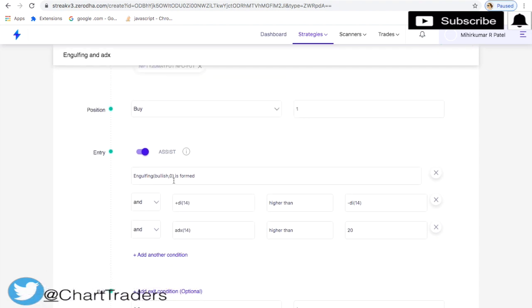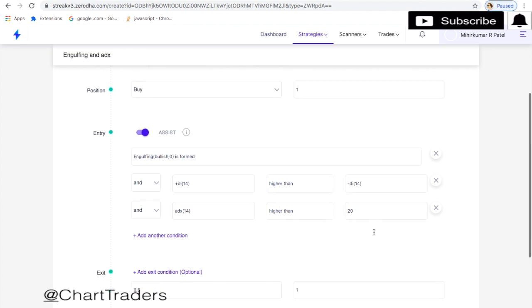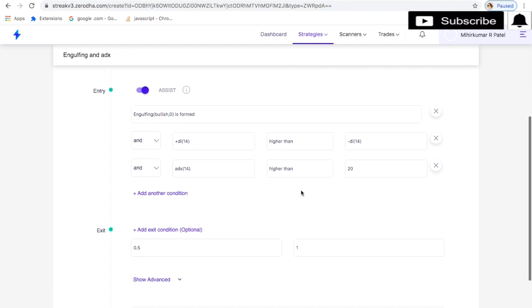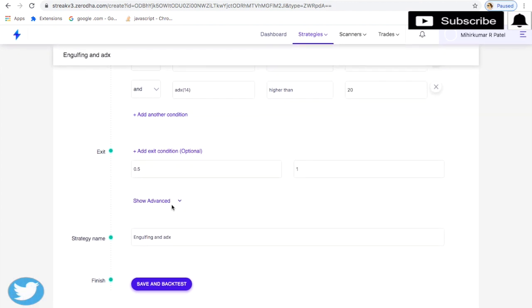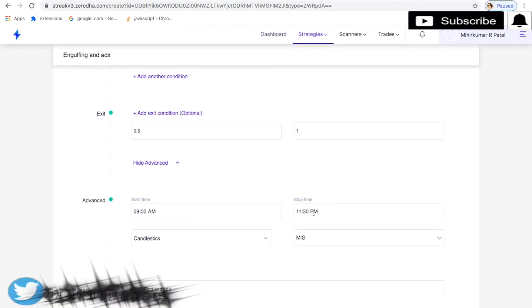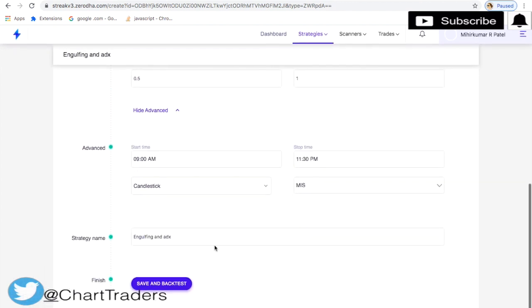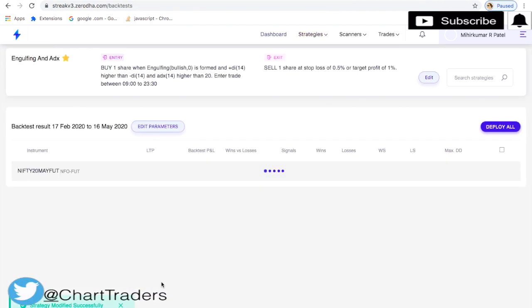When the engulfing pattern is formed, plus DI 14 is higher than minus DI 14, and also ADX 14 is higher than 20, this is our buy condition. Our exit condition is a 0.5 percent stop loss and a 1 percent target. You can add other exit conditions, but right now we are not going to consider any. In advanced settings you can see the start time and end time, candlestick and MIS. Just give your name, save and backtest.